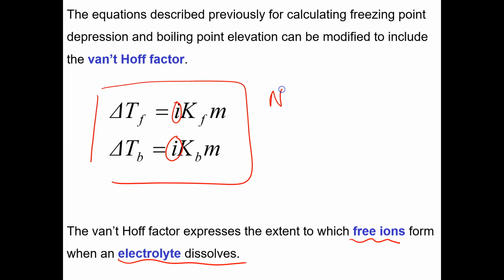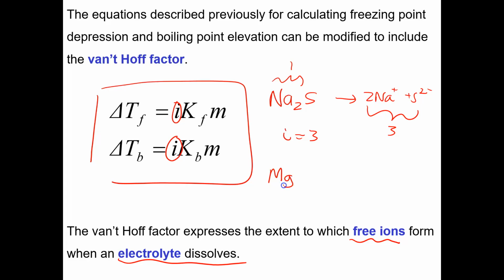So if we have something like this, then our i would equal 3, because we get 3 of these guys for every one of those guys. So we have to be a little bit careful. Now, if we have something like this, we will also get a Van Hoff factor of 3. Okay, so just keep that in mind.